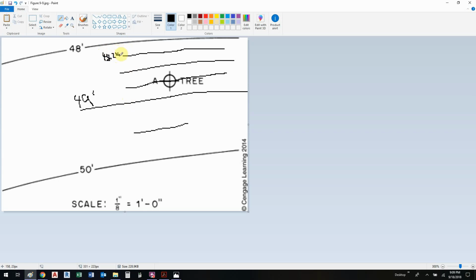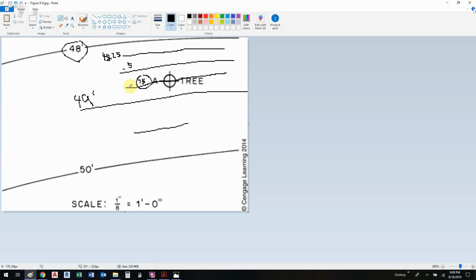Or excuse me, 25. Okay, so this is 25% of the grade. This is 0.5 or 50% of the grade, and this would be 0.75. So if we needed to know the exact elevation of this tree, we could safely say that it is 48.75, and that would be the elevation for that.